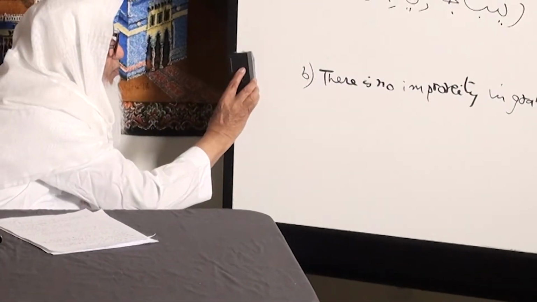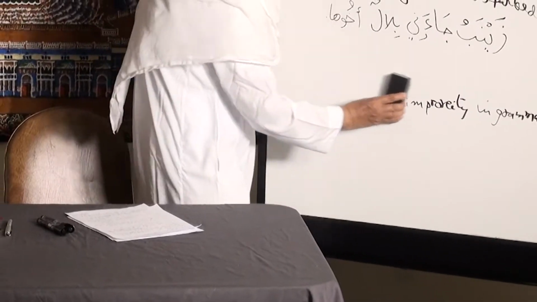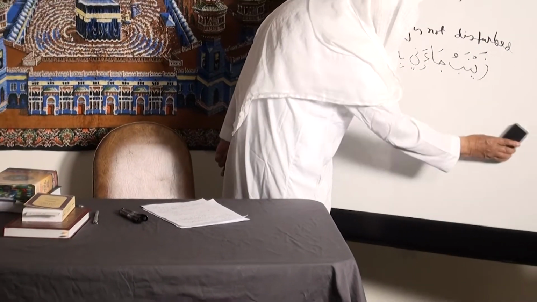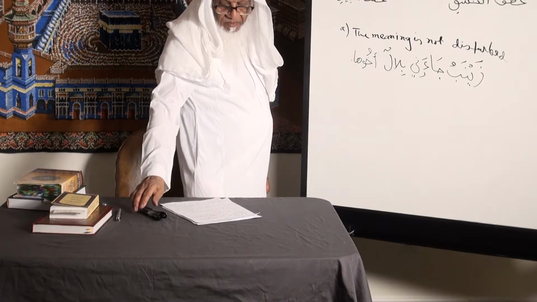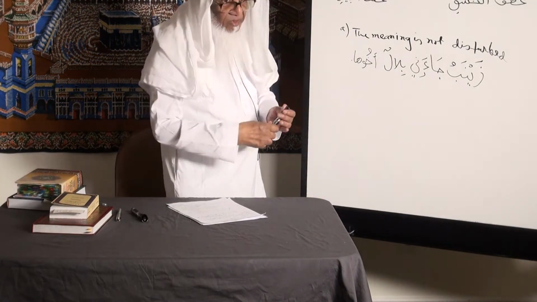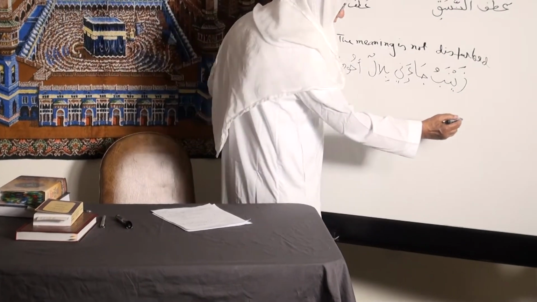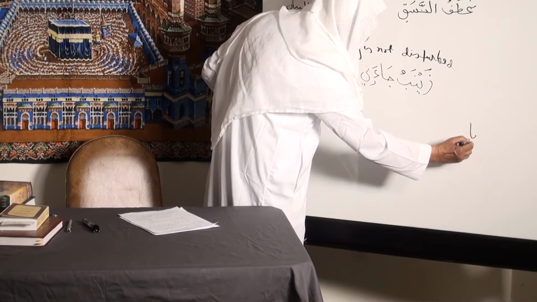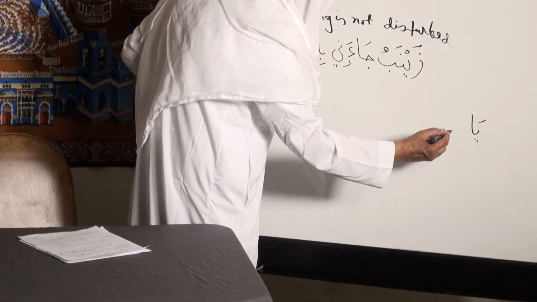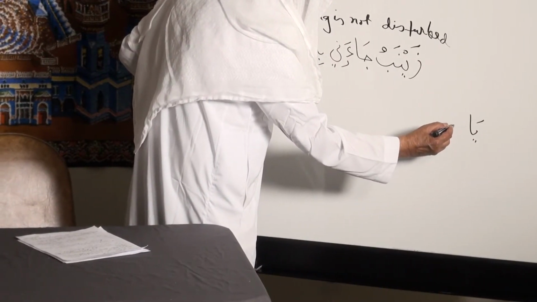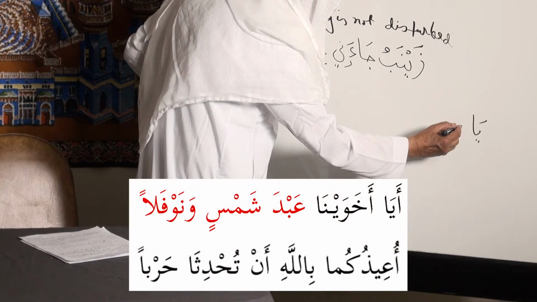Now the second example, where we drop the first element, here we drop the second element. It's a poetic line. It's a pre-Islamic poet, but you know, it's Abu Talib, the Prophet's uncle.